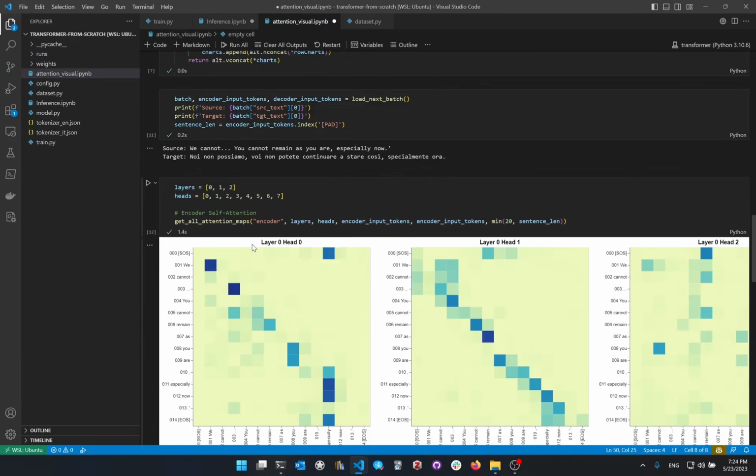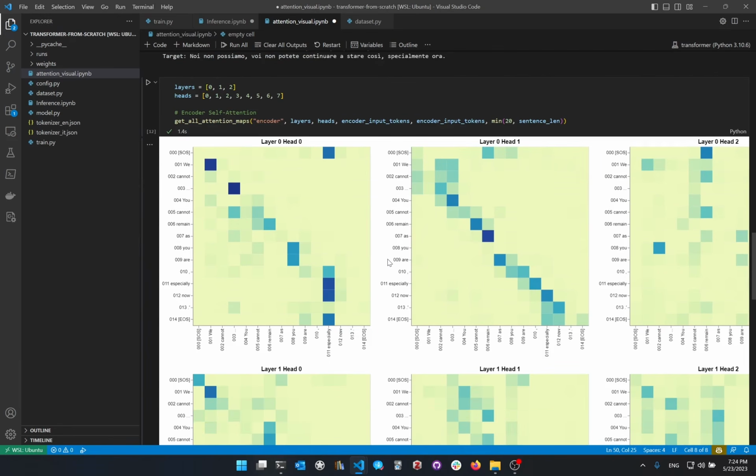Okay, this is our visualization. As we expected, when we visualize the attention, we expect the values along the diagonals to be high, because it's the dot product of each token with itself. We can also see other interesting relationships. For example, the start of sentence token and the end of sentence token, at least for head 0 and layer 0, are not related to other words, like I would expect.